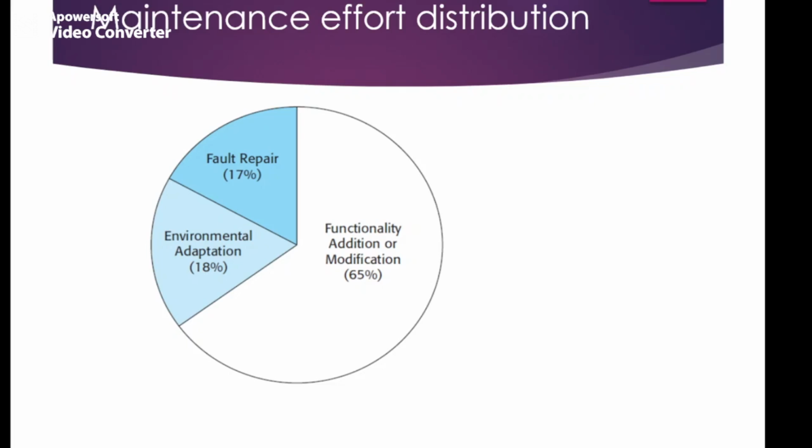So where the maintenance is being applied more, or where the cost is more for maintaining, that goes into this functionality addition or modification. The remaining are less. For environmental adaptation, it is 18%. For fault repair, it is 17%. So fault repairs are minor because almost all coding errors you can clear, even design errors won't be more.